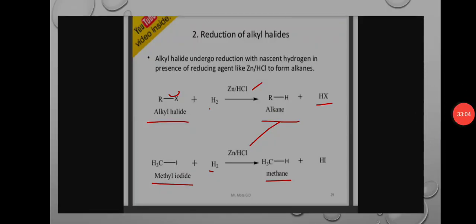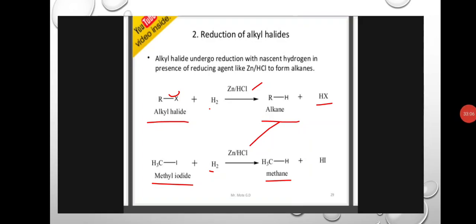And next is reduction of alkyl halides. Alkyl halides undergo reduction with hydrogen in presence of a reducing agent like zinc in hydrochloric acid to form alkanes. Here R-X is the alkyl halide, reacting with H2 in presence of Zn/HCl and forming alkane. Example: methyl iodide plus H2 in presence of Zn/HCl is converted to methane plus hydrogen iodide.